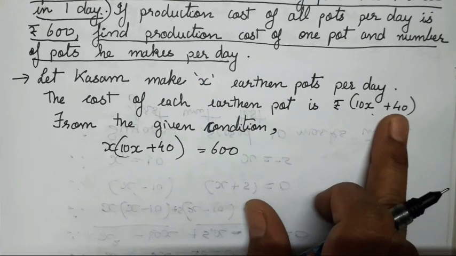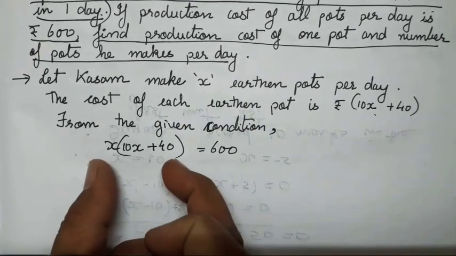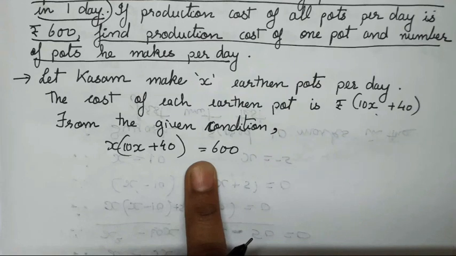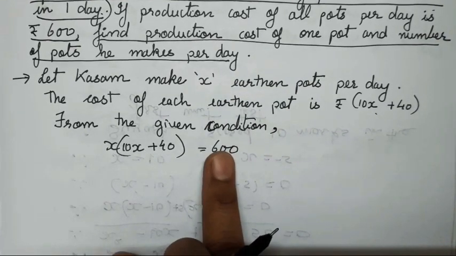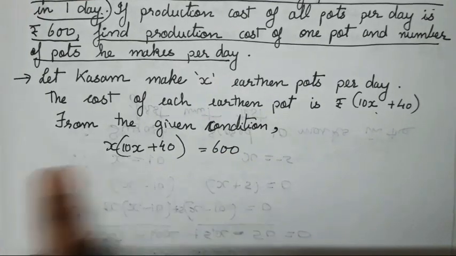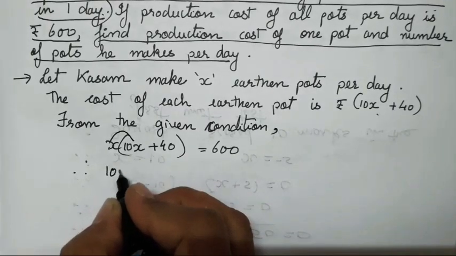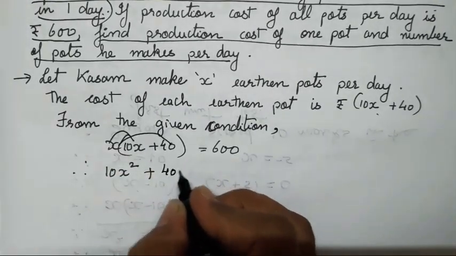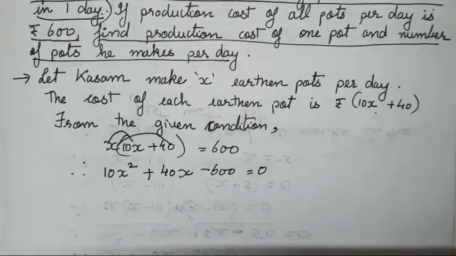Okay, and we only know the cost of one pot, so we have to write it in the form of an equation, and plus we know that the production cost of all pots, meaning whatever the production cost is, it is rupees 600. So this forms your equation. Now multiply this, so this will be 10x square plus 40x minus 600 is equal to 0.